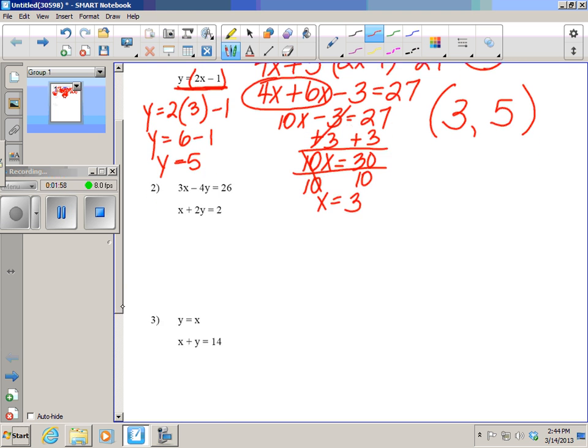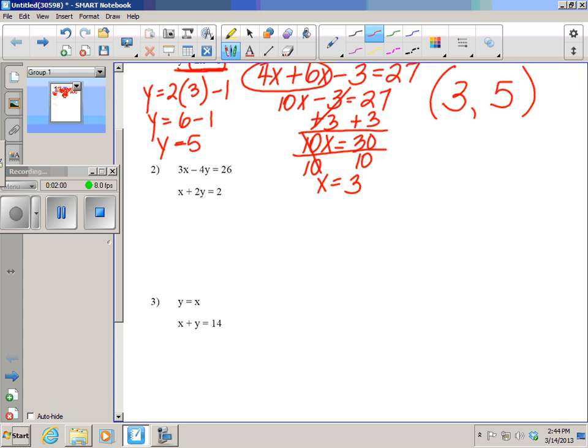Moving on to example number 2. They don't have an equation here that gives me x equals or y equals, but I can rearrange this equation by subtracting 2y from both sides. I get x equals 2 minus 2y. I'm going to use this expression 2 minus 2y to plug it in when I see an x, for example, right here.